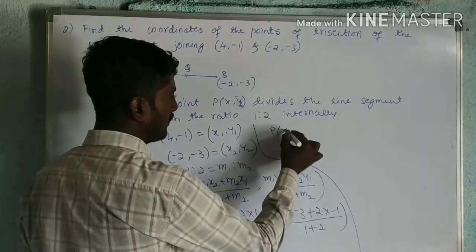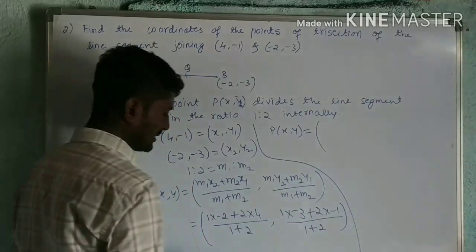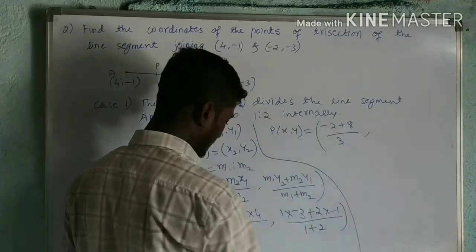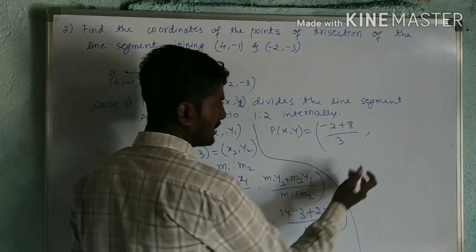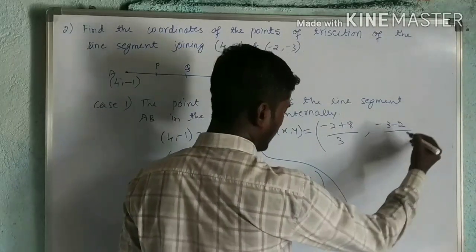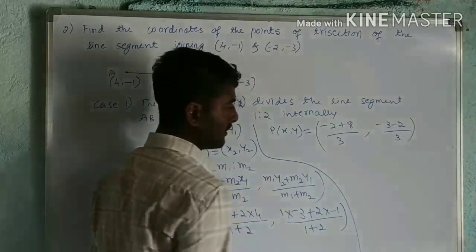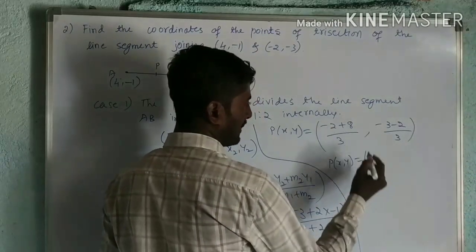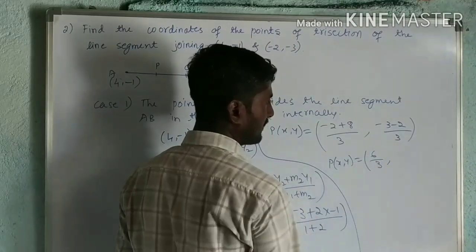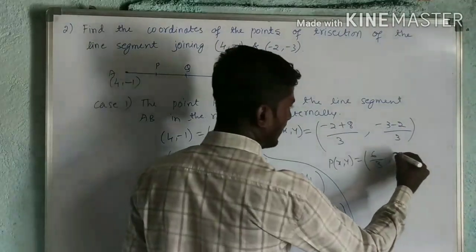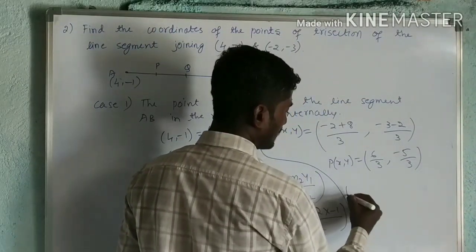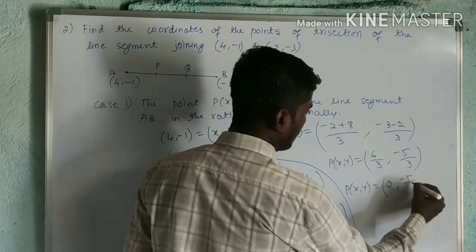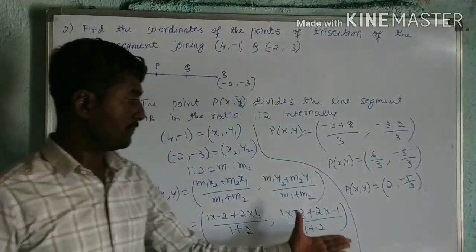Now let us solve this. P of x comma y is equal to minus 2 plus 8 divided by 3 comma minus 3 minus 2 divided by 3. Minus 2 plus 8 is 6 divided by 3, and minus 3 minus 2 is minus 5 divided by 3. So P of x comma y is 2 comma minus 5 by 3. So I got the point P.